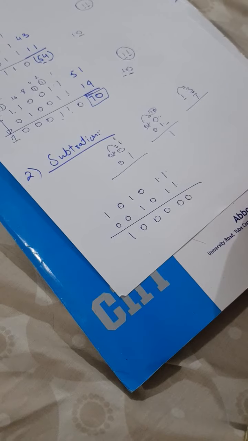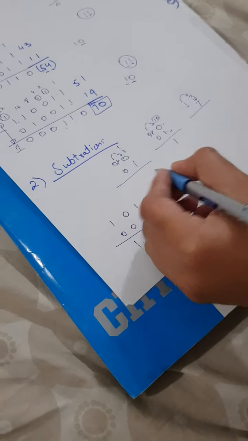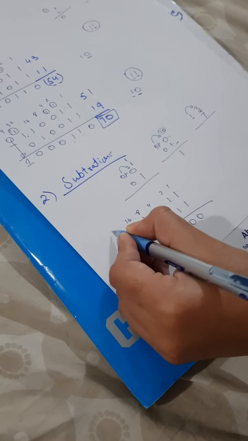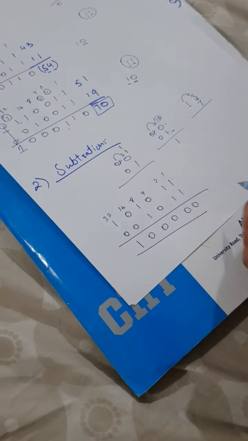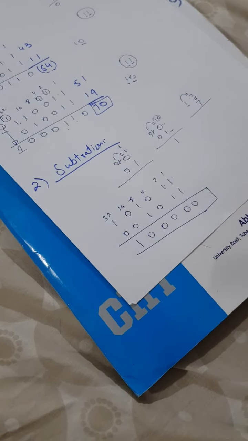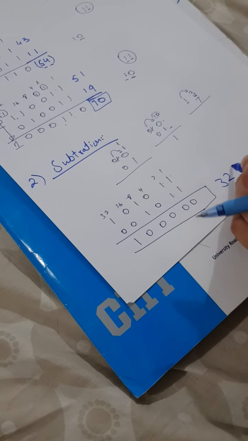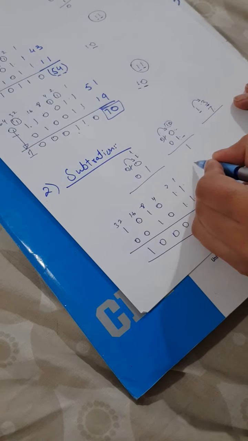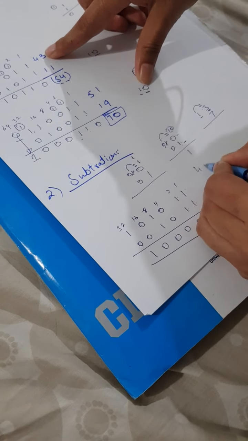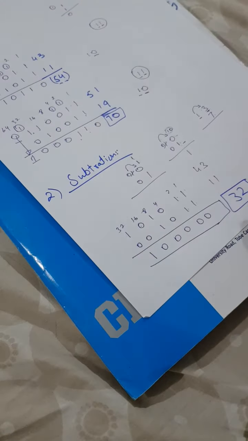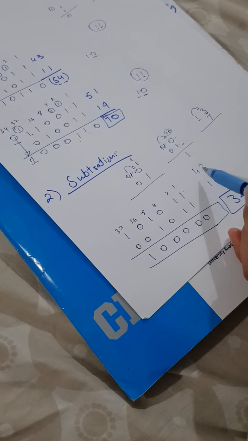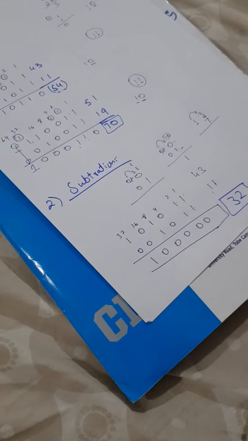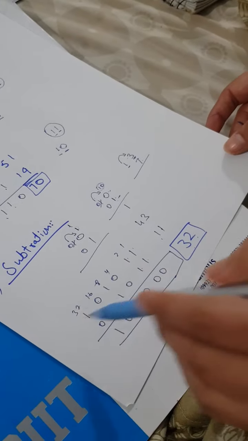All right, now let's see if your answer is correct or not. 1, 2, 4, 8, 16, 32. So your subtraction result is 32. Okay, so if you see, it is correct. The numbers were 43 and 11. 43 minus 11: 3 minus 1 is 2, 4 minus 1 is 3. So your binary result is correct. Okay, this one was simple.